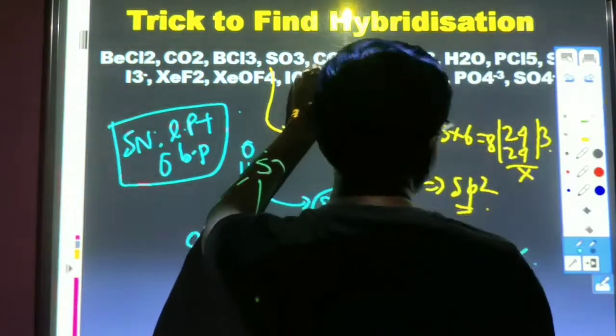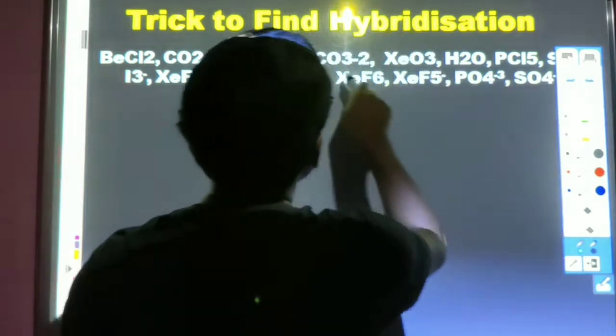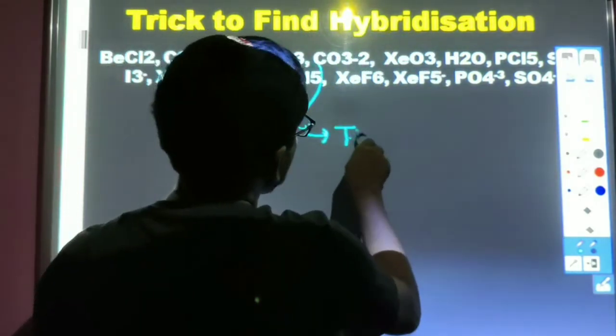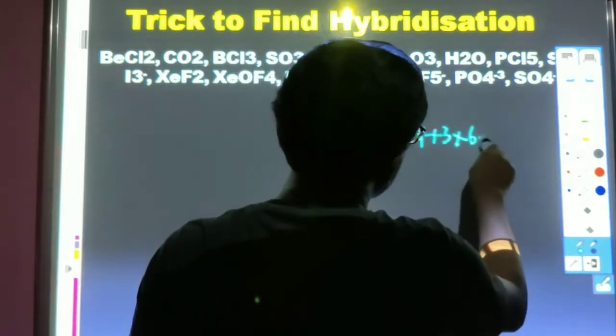Okay, how about CO3 minus 2? CO3 minus 2. Total valence electron is 4 plus 3 multiplied by 6 plus 2 charge.